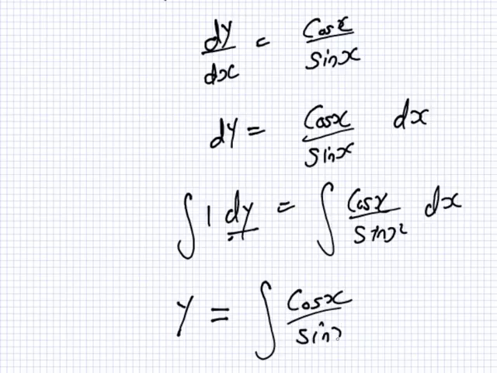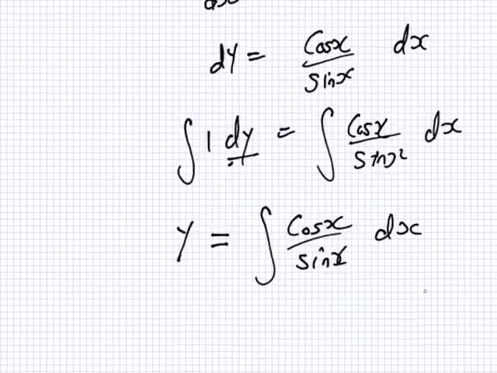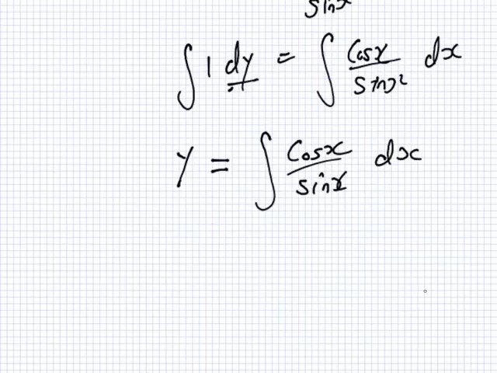Any ideas on what we could do to integrate this? Change it to tan. No, cos over sine is not tan, and that doesn't help. It makes it more difficult. None of this works. I can't get the integrating factor of them. So forget it. Impossible.